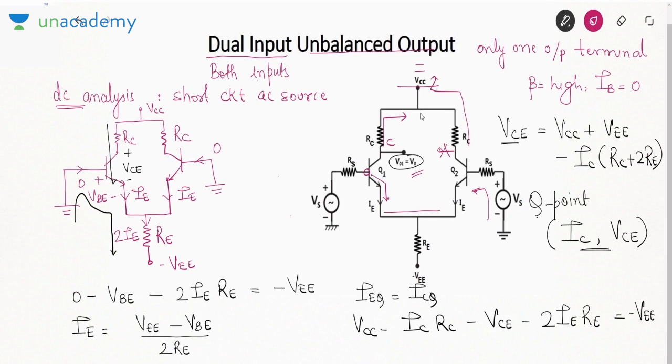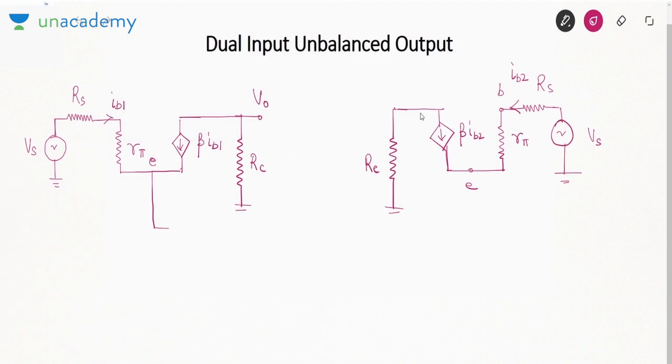Now see, the emitter terminals of both the transistors are connected together and then connected to RE. Now you will short circuit the DC supply. So this terminal will be grounded. So what I will do is, I will tie these two terminals together and I will connect one resistance here, RE.